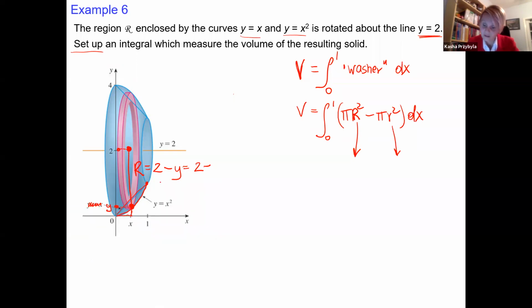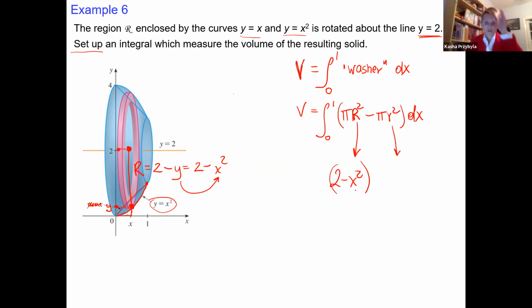I believe this y is simply x squared. Kieran, I think you were almost right, because you said x squared, but we have to subtract it from 2. I mean 2 minus x squared. We can see this y is just the parabola. That means the outer radius will be 2 minus x squared.